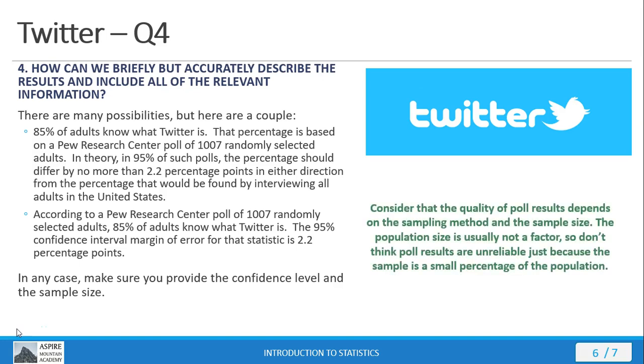Now, consider that the quality of the poll results depends on the sampling method and the sample size. Of course, the bigger the sample, the higher the quality of the poll results. The more quality you put into the sampling method, the more quality you're going to get with the poll results. That just makes sense. Some students seem to think that population size is a factor, but usually it's not. Just because you see that a sample is a small proportion of a population, don't think that the poll results are unreliable. As we'll see when we learn about the calculation of sample size, a little bit can go a long way in a lot of cases.